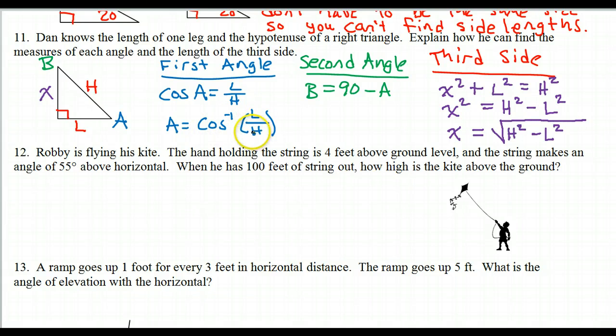Okay, so he could find the first angle by using the inverse cosine of the leg over the hypotenuse. You could find the second angle by subtracting the first angle from 90. And you could find the third side by taking the square root of the hypotenuse squared minus the leg squared.